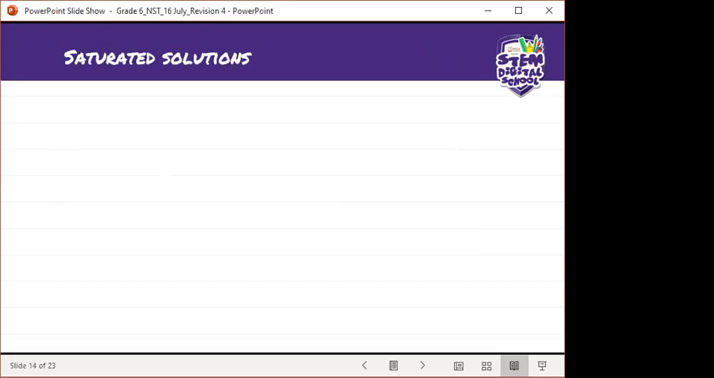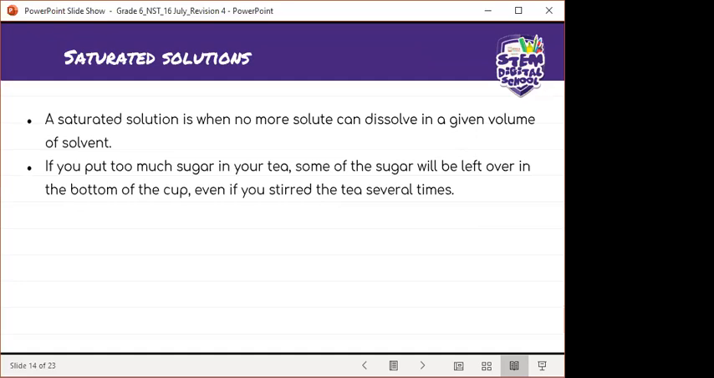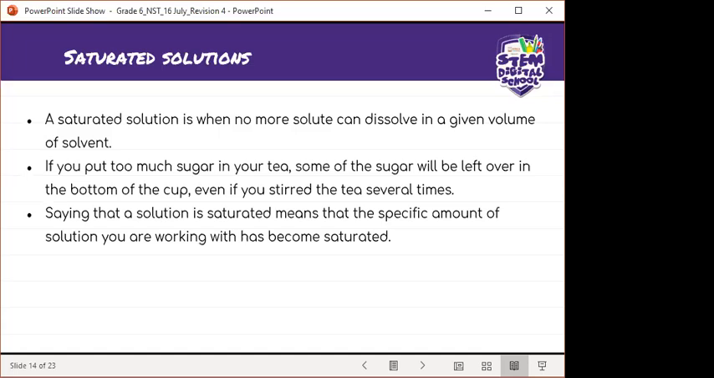Then saturated solutions. A saturated solution is when no more solute can dissolve in a given volume of solvent. If you put too much sugar in your tea, some of the sugar will be left over at the bottom of the cup, even if you stirred the tea several times. Saying that a solution is saturated means that the specific amount of solution you are working with has become saturated. Okay, so that is also a key term that you need to know, guys, the word saturated, okay?